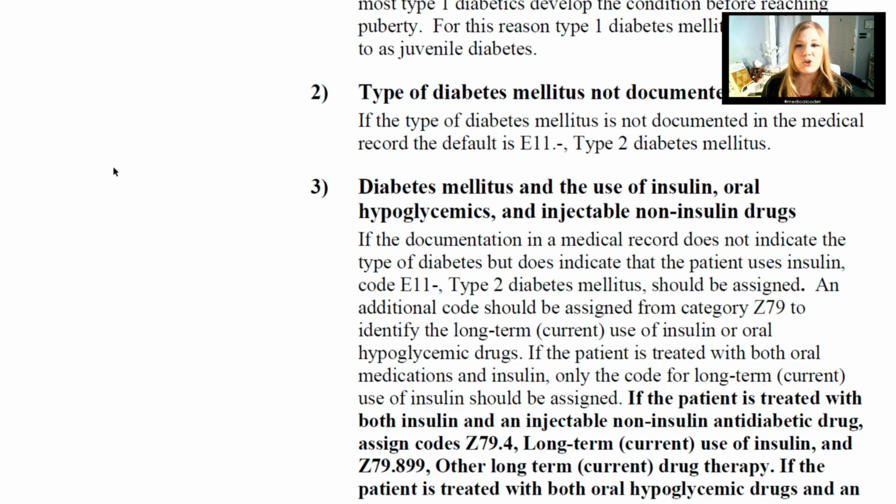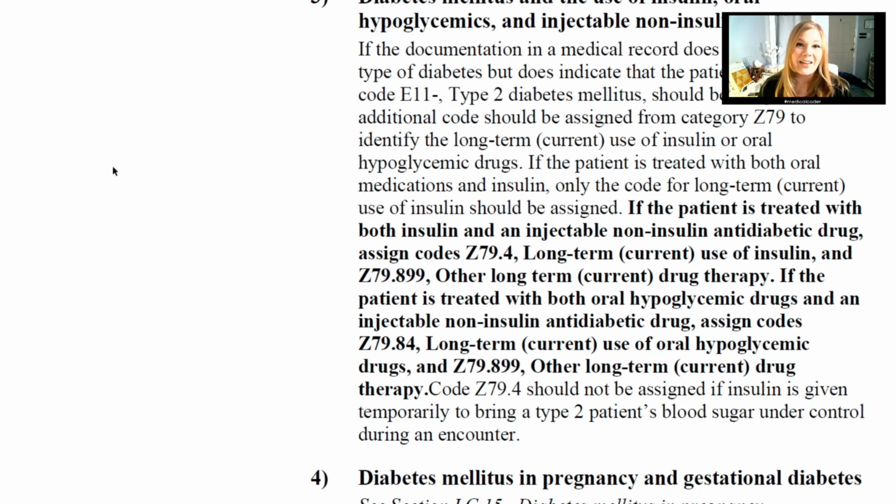Now, if the documentation in the medical record does not indicate the type of diabetes, but it does indicate the patient uses insulin, we still use type 2 diabetes, but then we add on an additional code from category Z79 to identify the long-term or current use of insulin or oral hypoglycemic drugs. If the patient is treated with both oral medications and insulin, only the code for the long-term use of insulin should be utilized. Now, this information that's in bold is new for 2021.